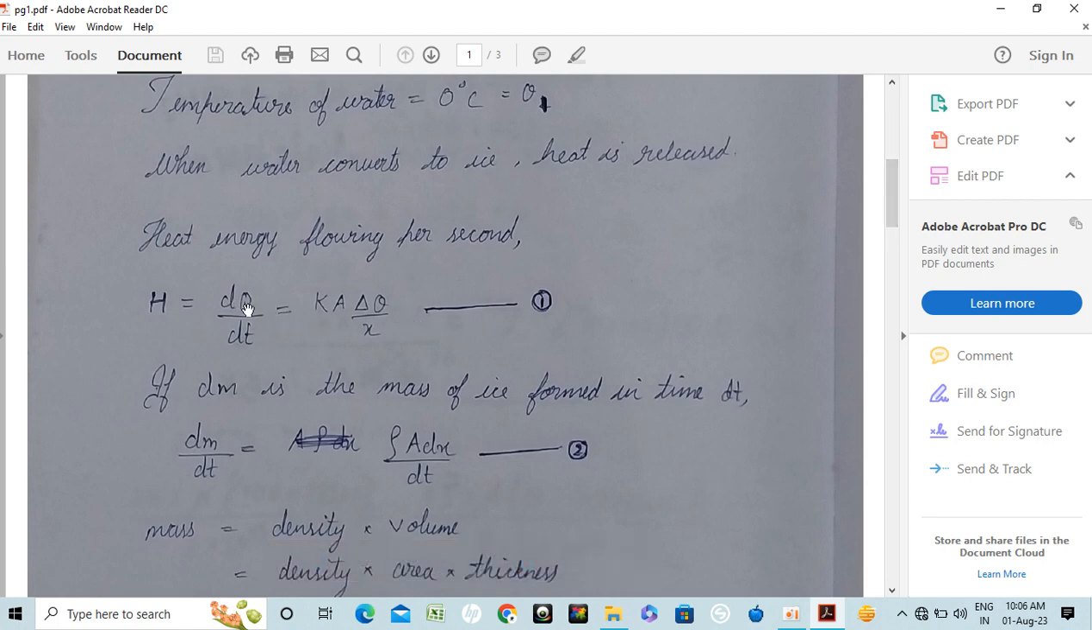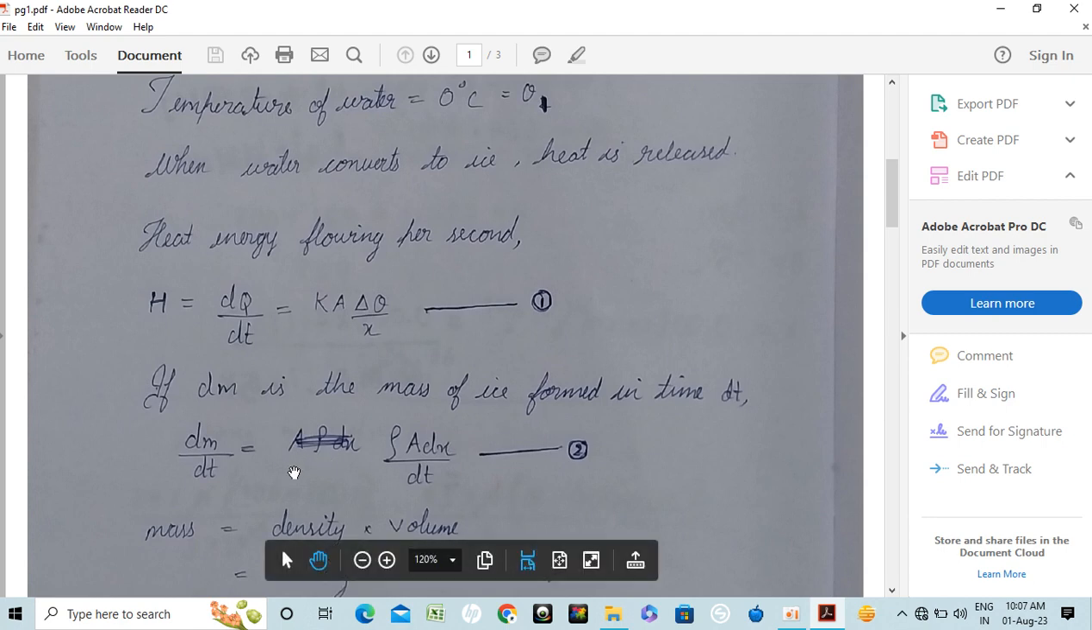H. It is equal to dQ by dt, where Q is the amount of heat flowing, and dQ by dt is equal to KA times delta theta by x. This is our equation number 1, where K is the thermal conductivity of ice, A is the area, delta theta is the temperature difference, and x is the thickness. If dm is the mass of ice formed in time dt, then dm by dt is equal to rho A dx by dt, where rho is the density of ice.